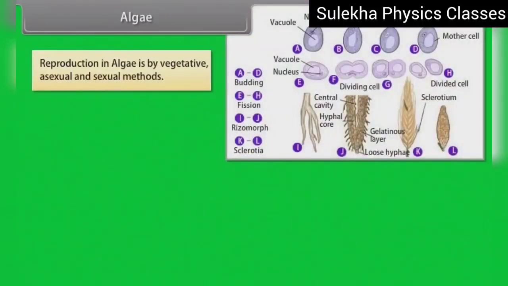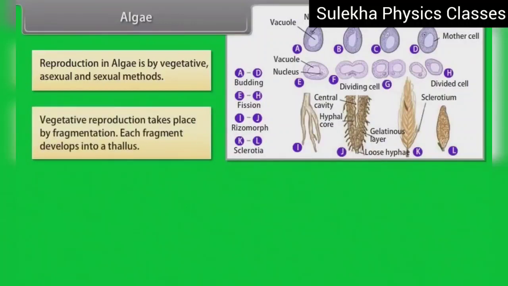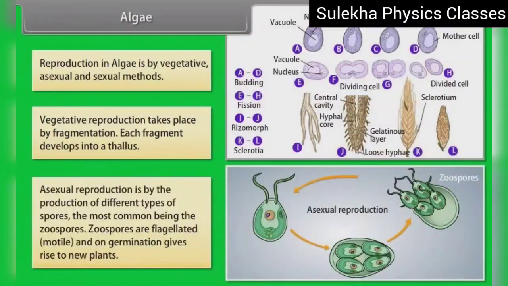Reproduction in algae is by vegetative, asexual, and sexual methods. Vegetative reproduction takes place by fragmentation. Each fragment develops into a thallus. Asexual reproduction is by the production of different types of spores, the most common being the zoospores. Zoospores are flagellated, motile, and on germination gives rise to new plants.